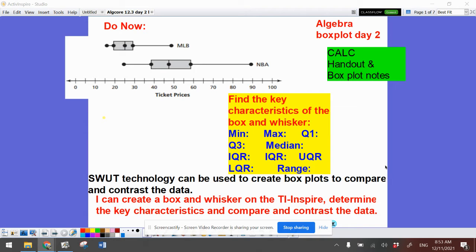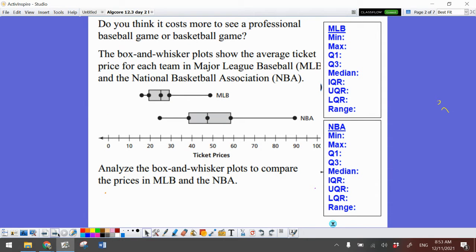All right, let's go ahead and get started with our box plots, interpreting and using the information and the vocab from yesterday to identify key characteristics of our box plot. All right, so let's take a look at our scenario today.